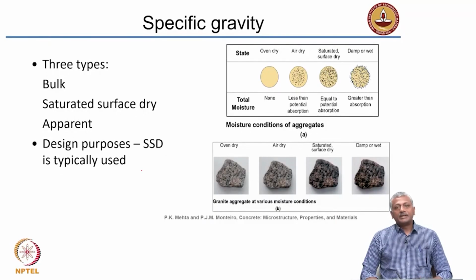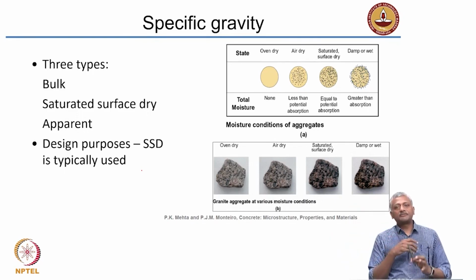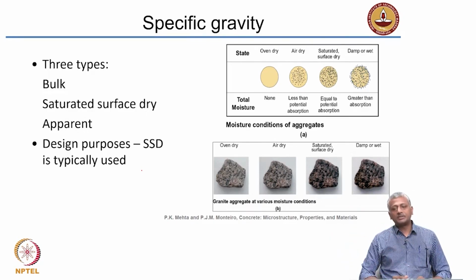What about density or specific gravity of the aggregate? Now, any construction material, whether it be aggregate, brick, stone, concrete, whatever you select, most of them are porous materials. Because of this porosity, if I take a piece of aggregate and dip it in water, I can experience different types of moisture states within the material.